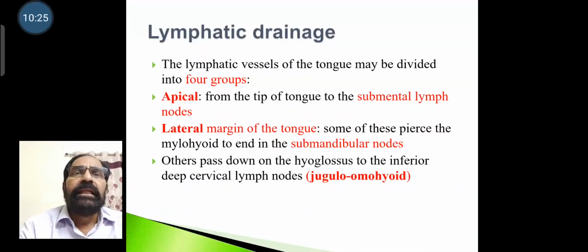Lymphatic drainage. Lymphatic vessels of the tongue may be divided into four groups. The apical group, or the tip of the tongue, is drained into submental lymph nodes. Lateral margins of the tongue pierce the mylohyoid muscle to end in submandibular lymph nodes. Some from the lateral margin pass down the hyoglossus to jugulo-omohyoid lymph nodes, also called inferior deep cervical lymph nodes.